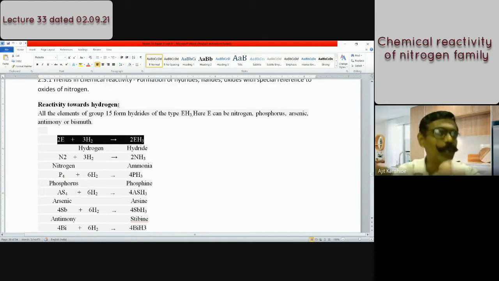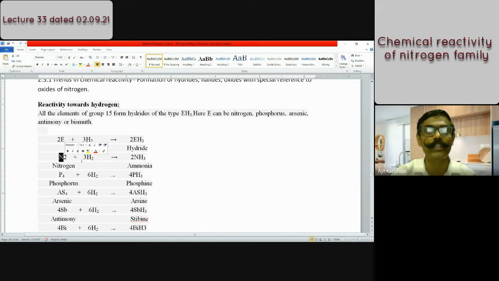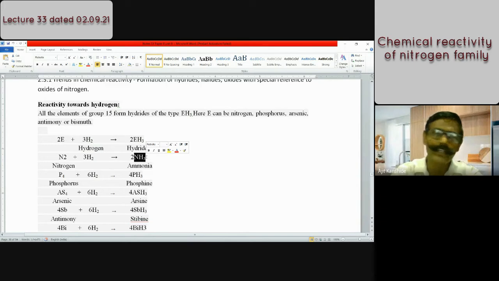From a general point of view, we call the compounds of hydrogen with these group 15 elements hydrides. Nitrogen, the first element, is more electronegative than hydrogen, but there is covalent bonding. When covalent bonding is there, we can call the compound the hydride. If there were ionic bonding, unless there is a negative charge on hydrogen, we couldn't call it a hydride. Because of covalent bonding, we say it is the hydride of nitrogen, or by its common name, ammonia.